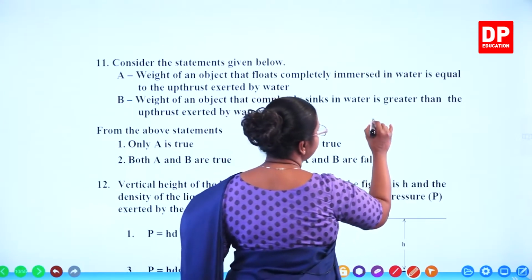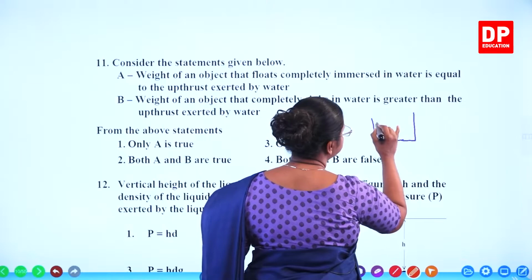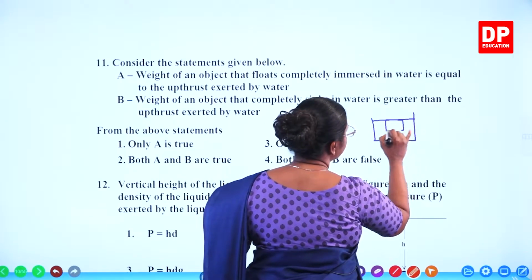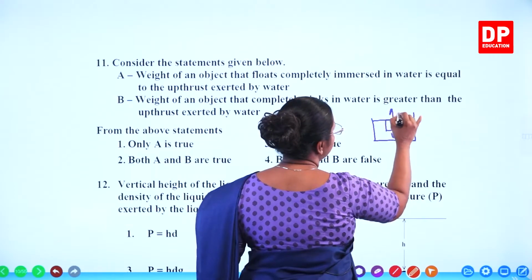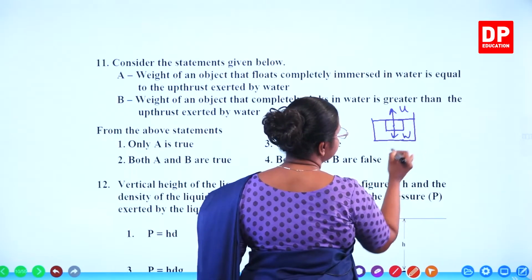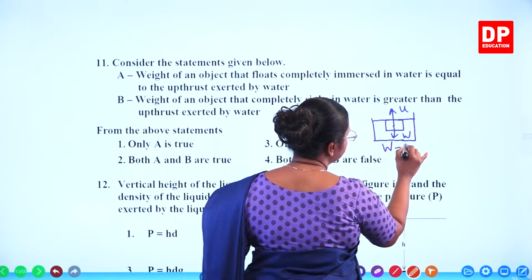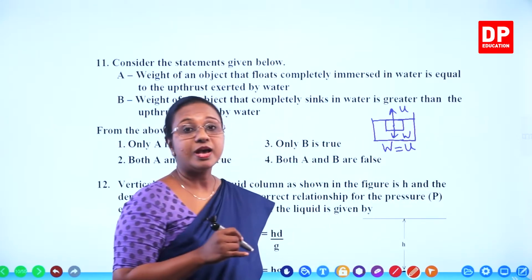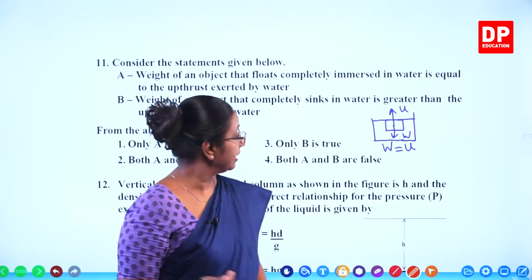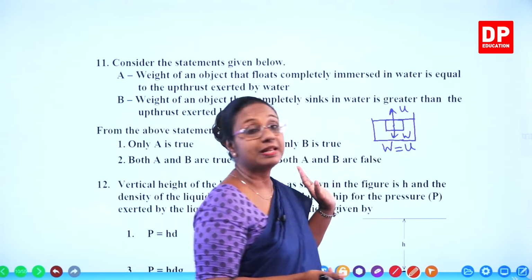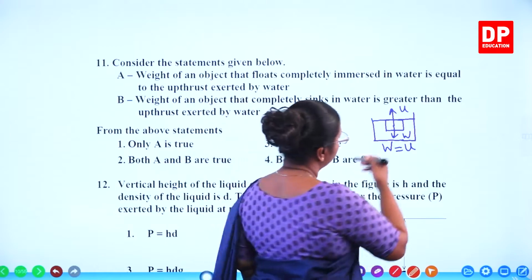So, if we take two instances, in one, it is completely immersed and floating. So, upthrust is upwards, weight is downwards. Here, weight is equal to upthrust. That is where the forces acting on the object are equal. There is equilibrium and it is floating completely immersed in water or the liquid.